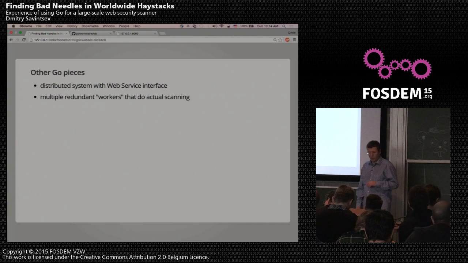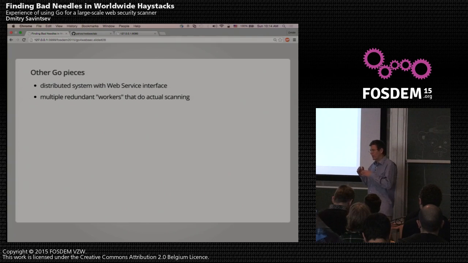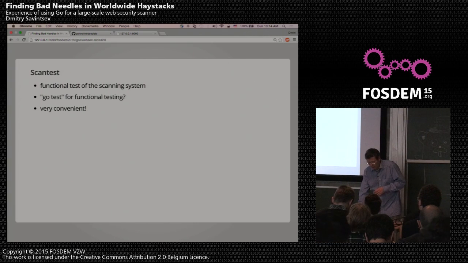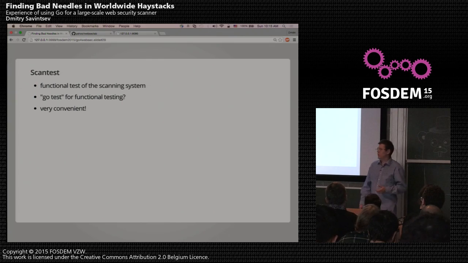For the scanner system, we also had a distributed system with a web services interface and multiple redundant workers that actually do the scanning. So there's a web server that provides the web service front end, takes a request, and then multiplexes it to one of the workers. That part is also done in Go. We also use Go test, and once you work with Go, I found that it's convenient for functional testing. You do go test and put a build block on the functional, and it worked quite well.